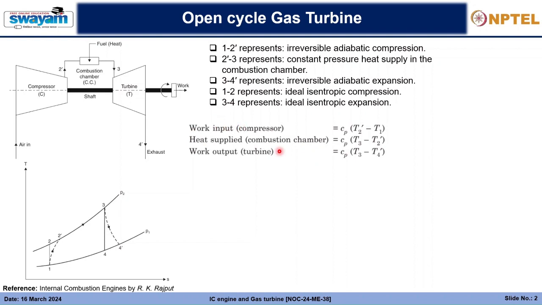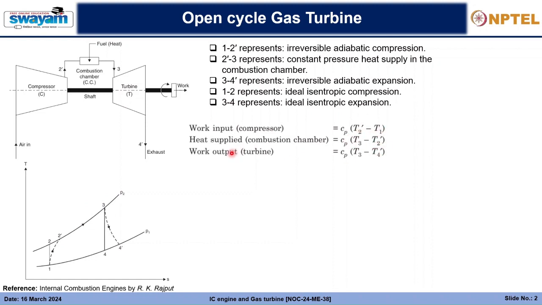Like the work input in a compressor, so this is the work input, and the work input is basically within the temperature limits 1 and 2 dash, and we will simply have this enthalpy difference, Cp into T2 dash minus T1. This is the enthalpy difference in the compressor, so this is the work input to the compressor. And the heat supplied in the combustion chamber is within the temperature limits 2 dash and 3, and this also has an enthalpy change. Rather, the enthalpy is increased as the heat is added. So that is Cp into T3 minus T2 dash.